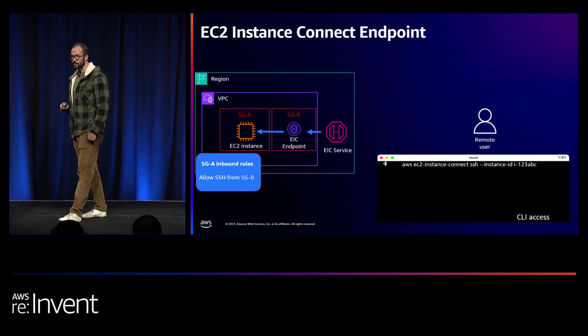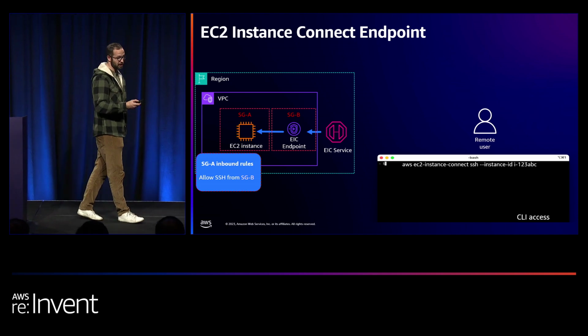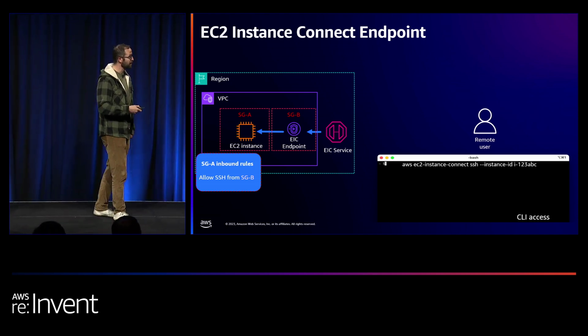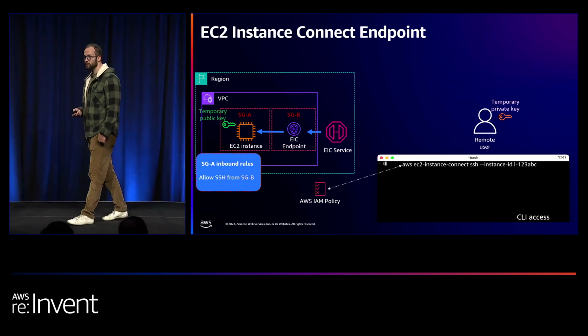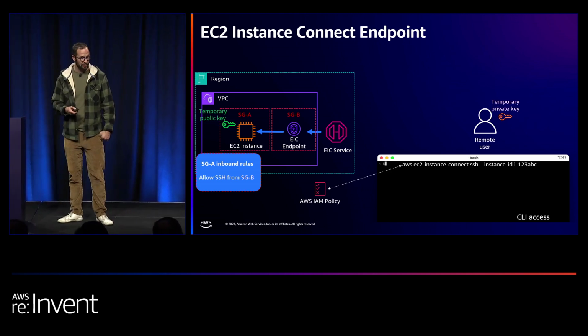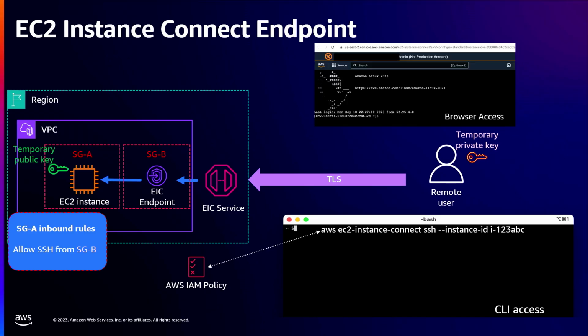Connectivity looks the same. If you're using the CLI, we will automatically detect that the endpoint exists, so you don't have to specify anything different. You just say, I want to connect to an instance. We'll check the policy as long as you allow it. We'll create the keys on the fly, and then you'll be able to set up the session to your instance. And then same goes for the browser.